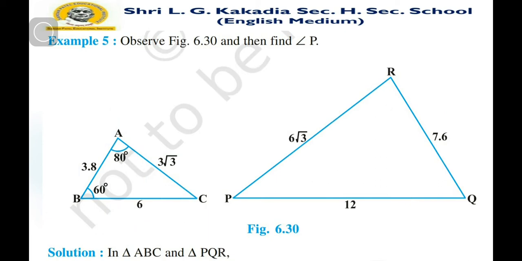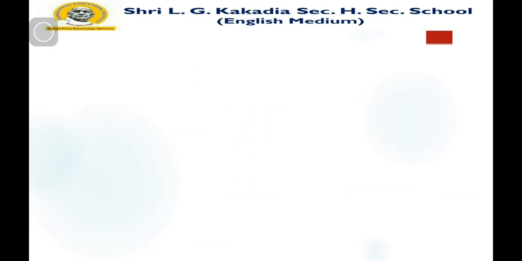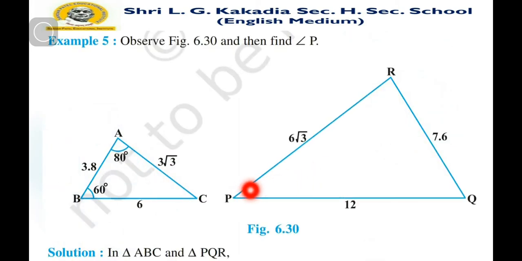Let us take an example and solve it. Observe figure 6.30 and then find angle P. Here we want to find angle P. If any angle of this triangle corresponds to an angle of the other triangle, then we can easily say that angle P is equal to that. But before that, we have to show that both triangles are similar, then we can say the value of angle P.